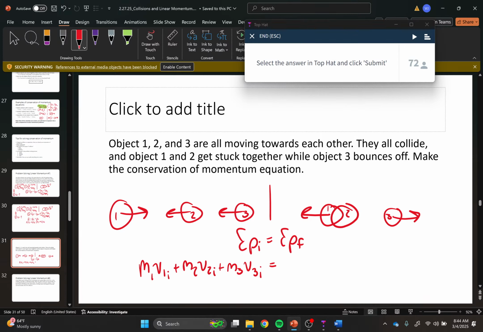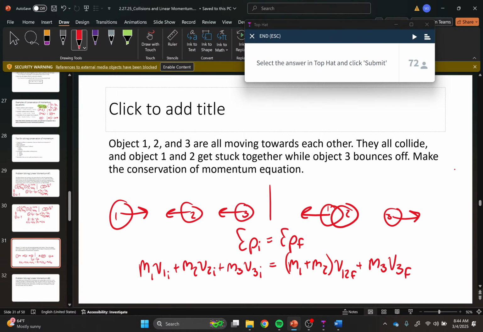We're going to say 2 objects, so we're going to have 2 momentums. Maybe that's a better way of phrasing that. M1 and M2 are stuck together, so we'll call that 1, 2 final. You can call it whatever you want. I saw people put V4, that's fine, as long as you know what it is. The notation I used here: object 1 and 2 stuck together and it's final. And then I have M3, V3 final.